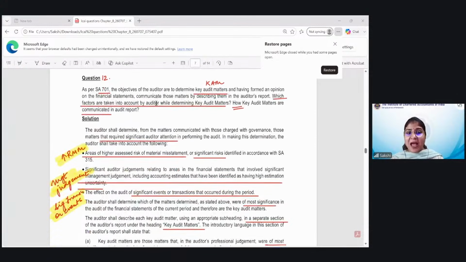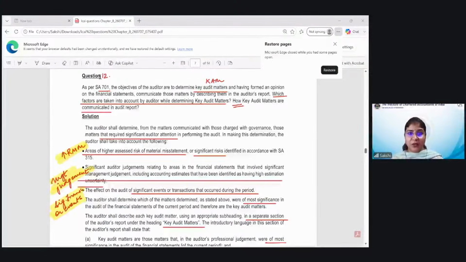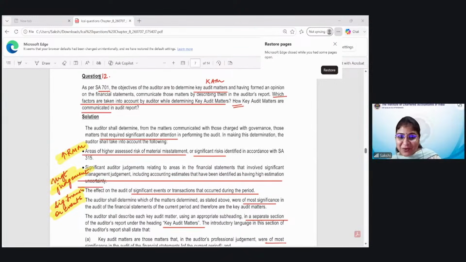Okay. As per SA 701, what is 701? It is key audit matter. The objective of the auditor is to determine key audit matters and, having formed an opinion on the financial statements, communicate them to TCWG by describing them in the auditor's report.